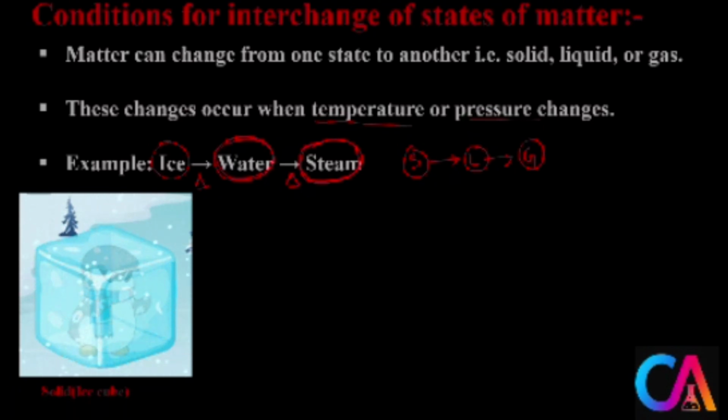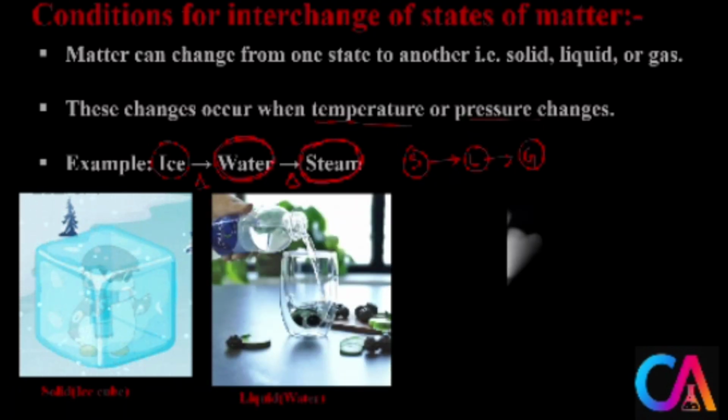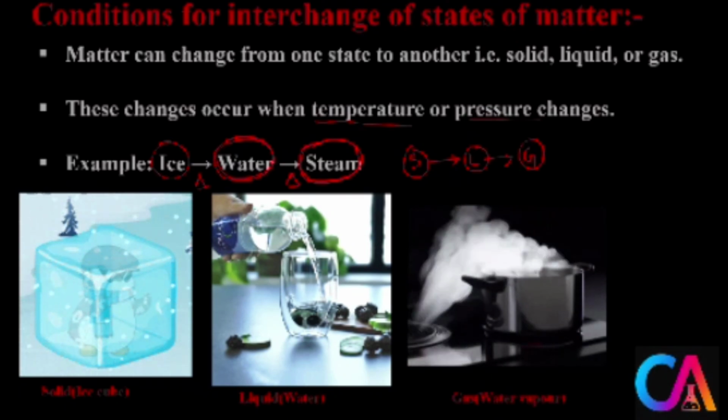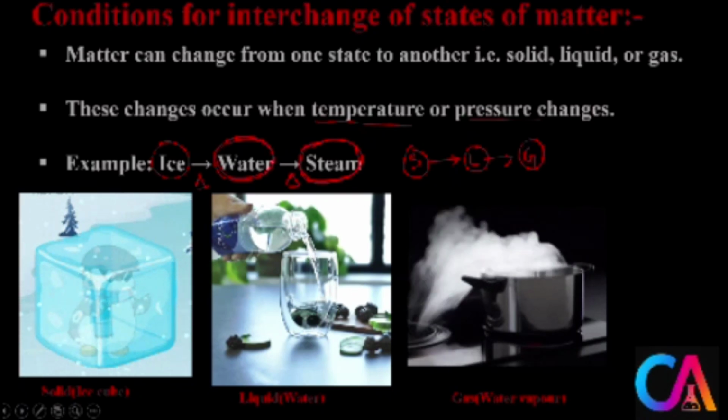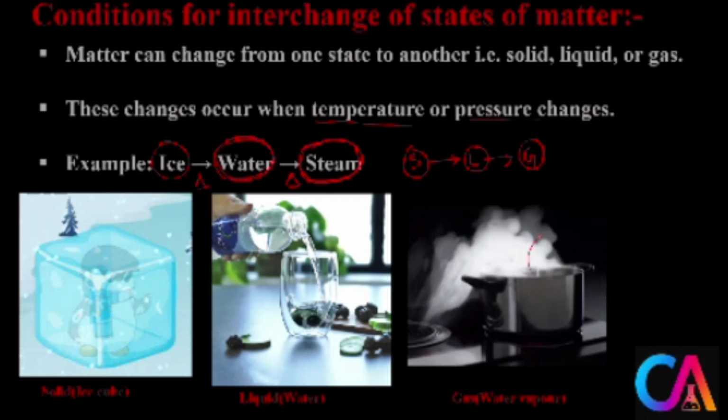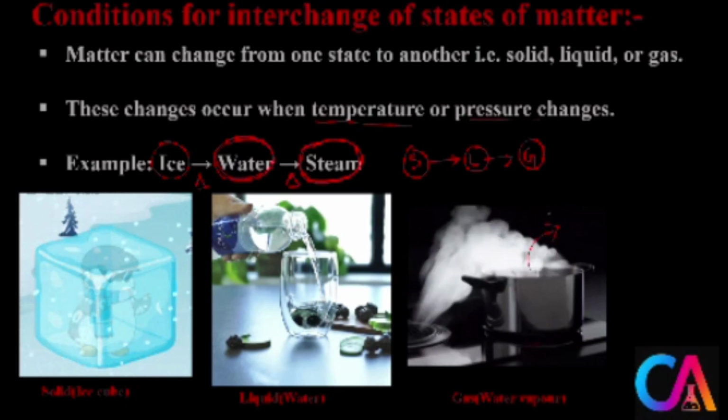This is the solid ice cube. This is liquid water. And this, you can see, is the water vapors. If we heat this ice cube, it will convert to liquid water, and if we heat that again, it will convert into water vapor. You can see over here the gases are coming out of the container because the gas particles always want to expand themselves. They always want to occupy the highest volume, highest area. So that's why they cause diffusion.